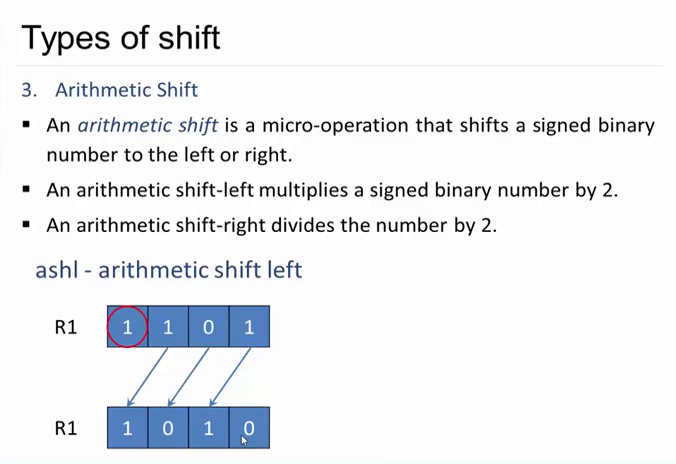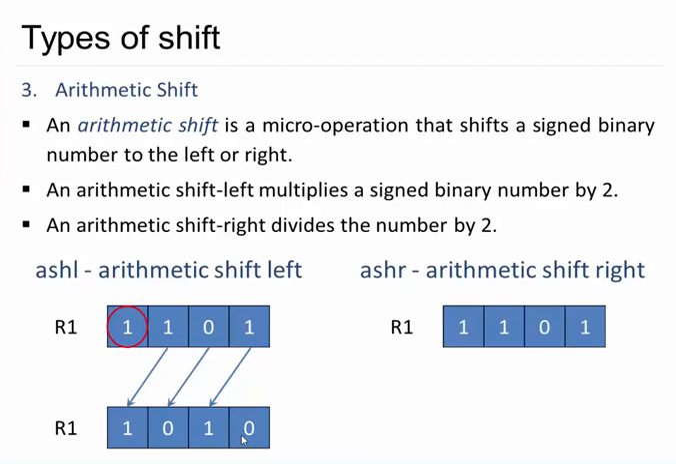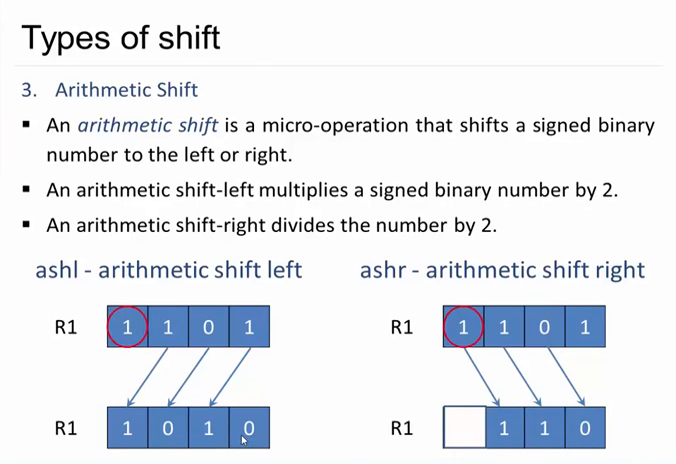But the actual question arises in arithmetic shift right. Shift right sign bit. So let us perform shift right first. 0 shifted to the right side, 1 shifted to the right side, this one shifted to the right side.